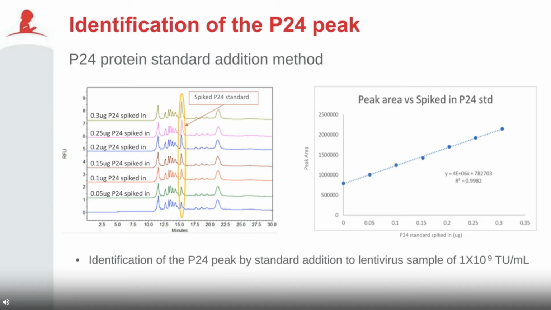Also, by plotting the peak area of the identified P24 peak versus the amount of P24 spiked in, we could get a plot with very good linearity. As you can see, the R-squared value is well above 0.99.